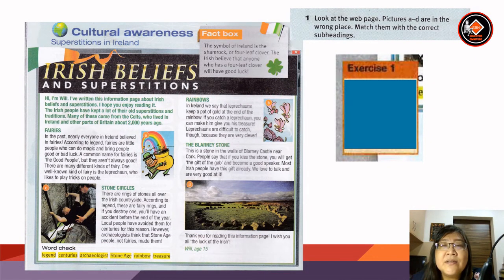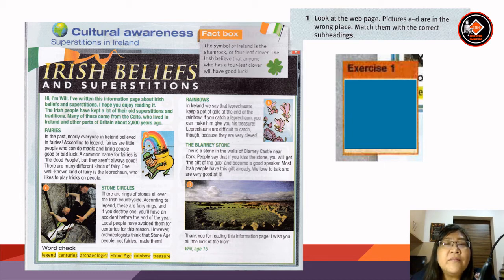For cultural awareness, look at the web page. Pictures A to D are in the wrong place. So you can see here you have 4 pictures. Match them with the correct subheadings. So let's look at cultural awareness, superstitions in Ireland.